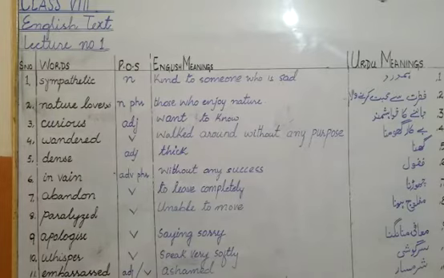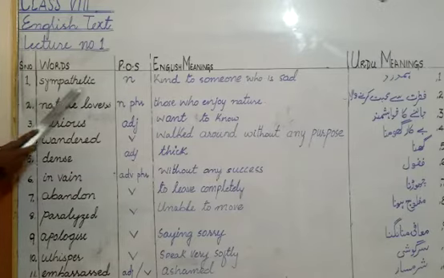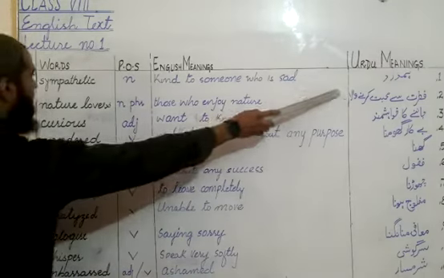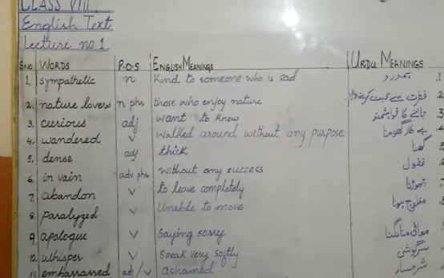Here we are starting from the first word. And the first word is sympathetic. Sympathetic means hamdard. Kind to someone who is sad. How we can use this word in a sentence? He was the most sympathetic of companions.